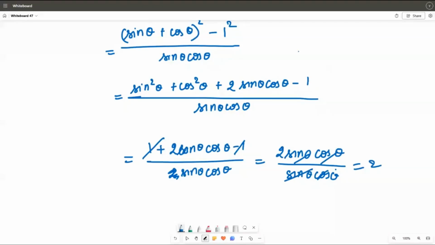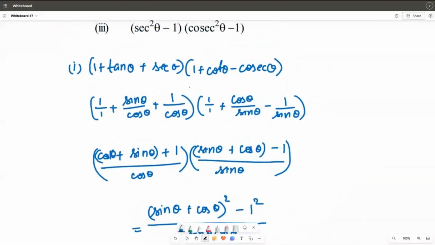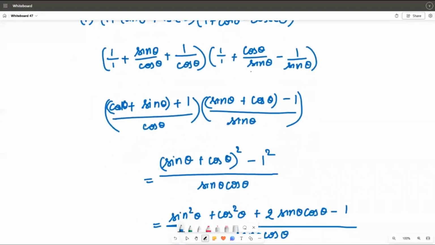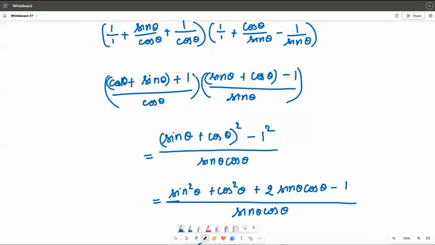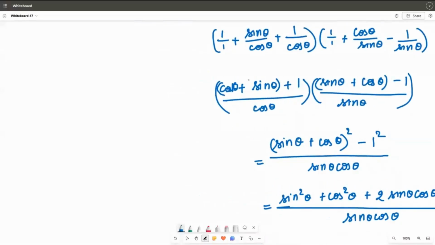So initially we changed the tan, secant, cot and cosecant into sin and cos. So tan is sin by cos, secant is 1 by cos, cot is cos by sin, and cosecant is 1 by sin. I have taken the LCM in both of these terms and grouped them, this A plus B into A minus B as A square minus B square. If you're not understanding this step, we can directly multiply all the terms with each other.